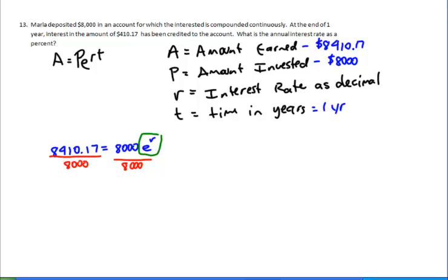Okay? And when you put in 8410.17 divided by 8,000, I get 1.0512. We'll go ahead and leave it as that. Equals e to the r.